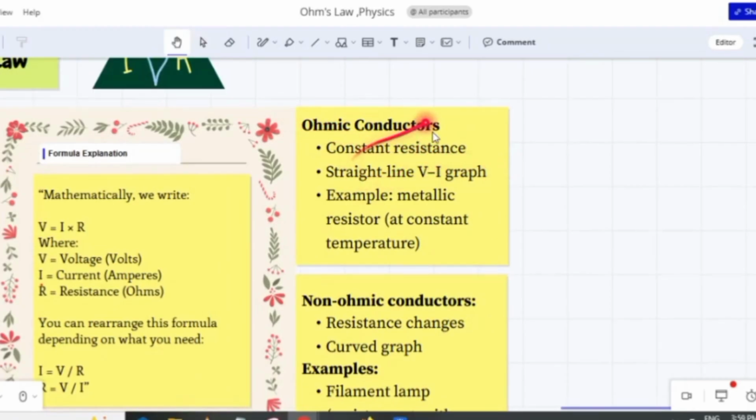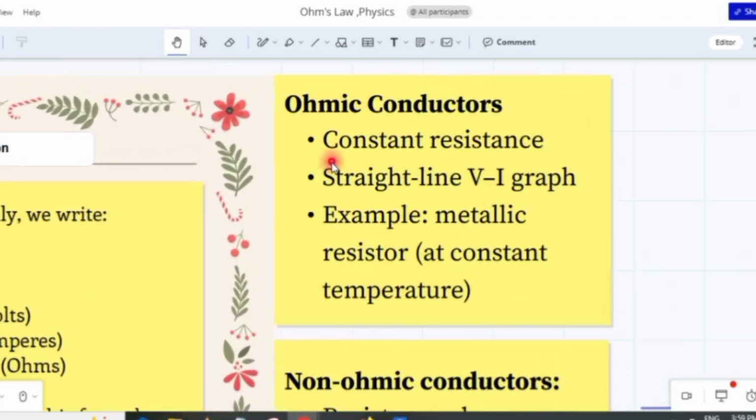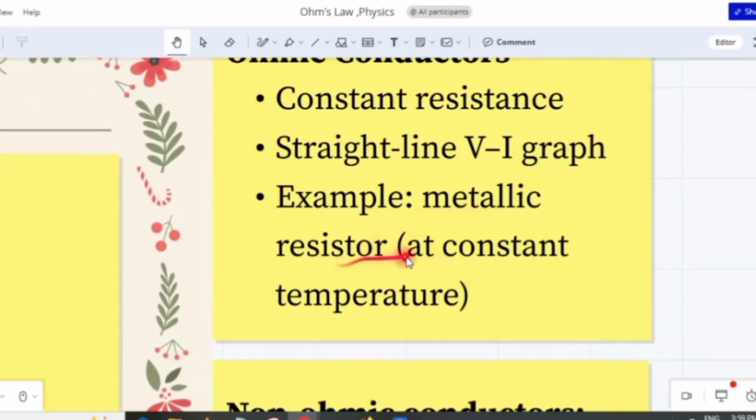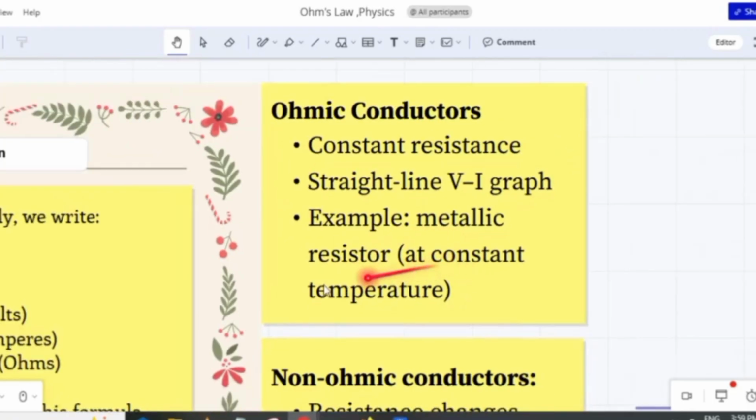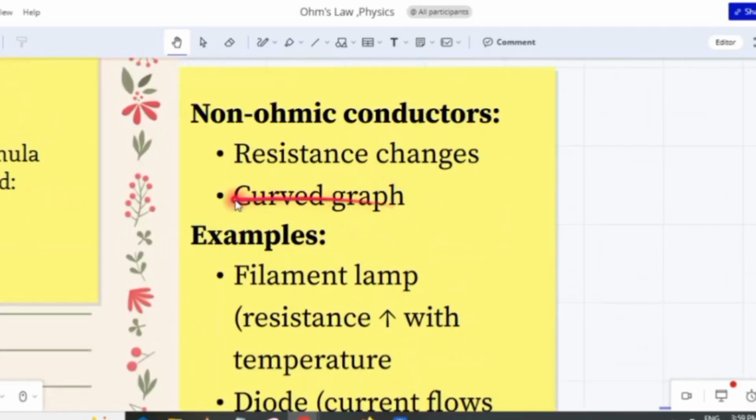There are two types of conductors, ohmic conductors and non-ohmic conductors. Ohmic conductors follow Ohm's law and non-ohmic conductors don't follow Ohm's law. Ohmic conductors have constant resistance and give a straight line VI graph. For example, metallic resistors at constant temperature, because when we raise temperature, resistance increases and the VI graph would no longer be a straight line. That is the condition: a straight line graph between voltage and current, constant resistance, constant temperature.